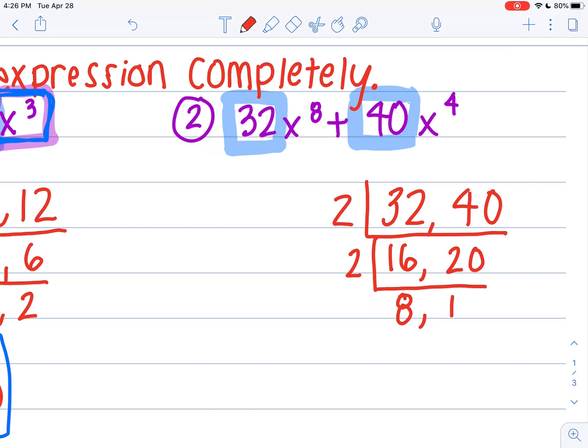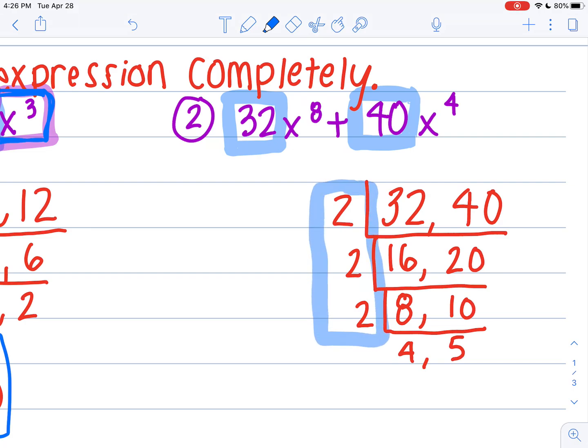So that leaves me with 8 and 10. And then I look at those numbers and realize they can also be divided by 2, which is 4 and 5, right? Now, remember, when we have this answer, we're going to multiply all of these. So it's 2 times 2 times 2, which is 8. So my GCF is 8.